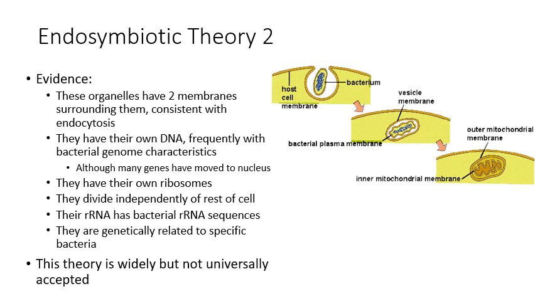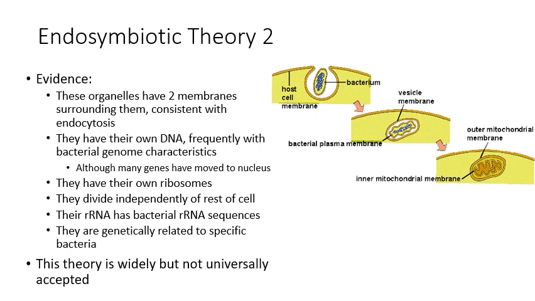Another piece of evidence is that mitochondria and chloroplasts have their own ribosomes. No other organelle has its own ribosomes. Also, these organelles divide independently from the rest of the cell. Most organelles inside the cell divide whenever the cell divides, but mitochondria and chloroplasts are dividing on their own schedule. Also, if you look at their rRNA, it doesn't look like eukaryotic rRNA. It looks like bacterial rRNA. And you can analyze their DNA and discover which bacterial groupings they are related to. For chloroplasts, that's cyanobacteria, and for mitochondria, that's proteobacteria.